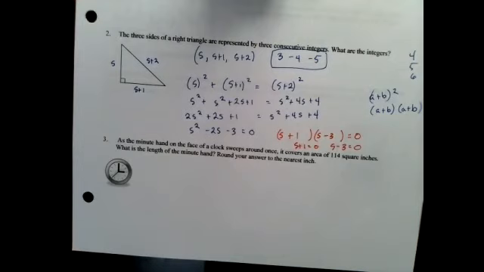No, it's not so bad. As the minute hand of the face of the clock sweeps around once, it covers an area of 114 square inches. What is the length of the minute hand? Are you kidding me? All right, let's start out with a clock. What shape is the clock?